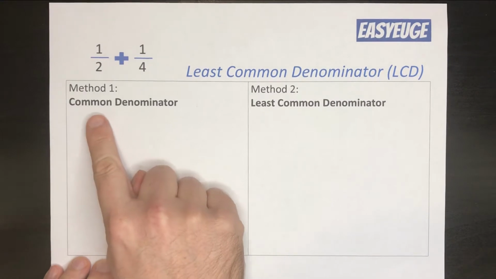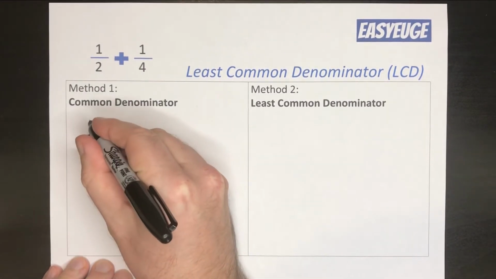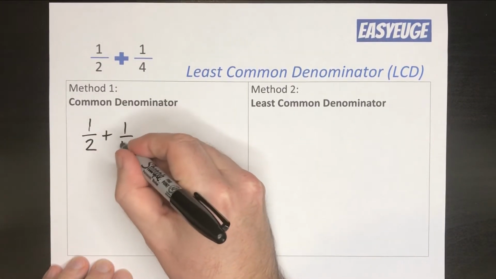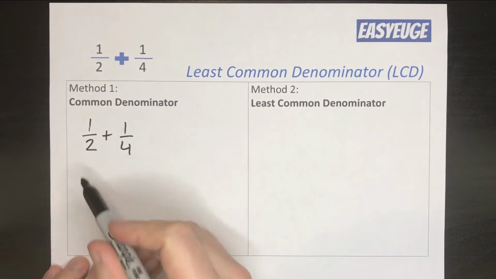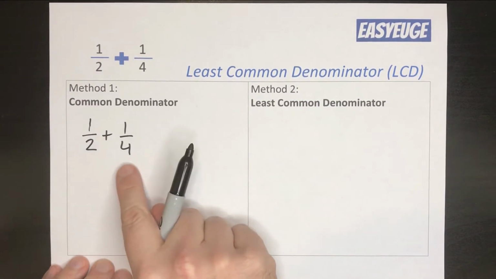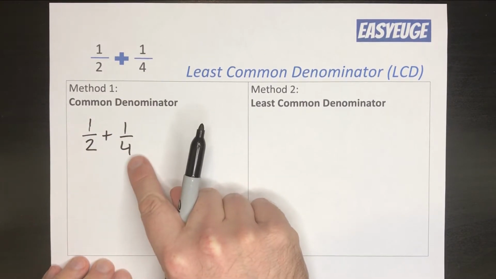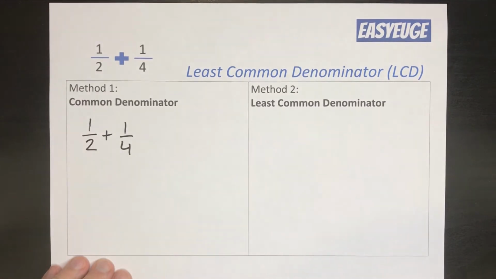So what is common denominator? Let's take that fraction again, 1 over 2, that's a half, and we'll add on 1 over 4. 1 half plus 1 quarter. We need the numbers on the bottom to be the same in order to add them. So to find the common denominator, if we multiply all of this fraction by the 4 and all of this fraction by the 2, we can find a common denominator.